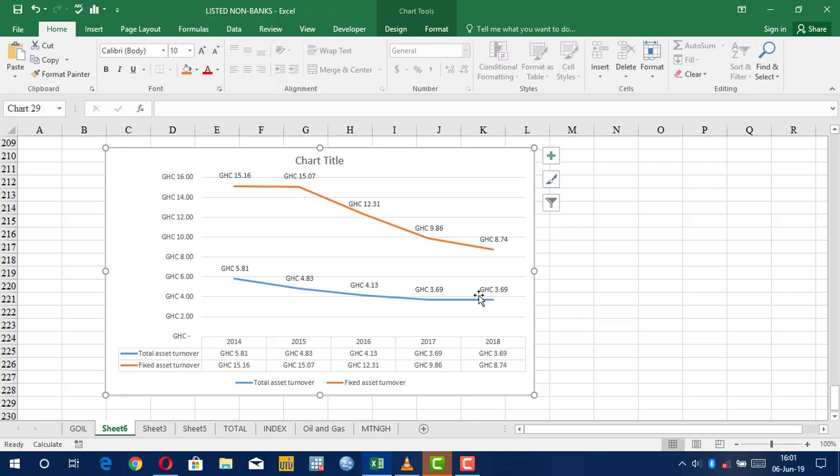So how prudently is the company utilizing its assets? Now we go to the fixed asset component, that is the non-current asset, and how it contributes to revenue generation. You realize that in 2014 their fixed asset turnover ratio was 15 cedis 16 pesewas, and in 2015 it declined to 15 cedis 7 pesewas, 12 cedis 31 pesewas in 2016, 9 cedis 86 pesewas in 2017, and further dipped to 8 cedis 74 pesewas in 2018. So over the years their fixed asset turnover has been on a declining trend, which is very crucial. Management must sit down and look at it carefully, because it tells us how efficiently they are able to use their fixed assets or non-current assets to generate revenue for the company.